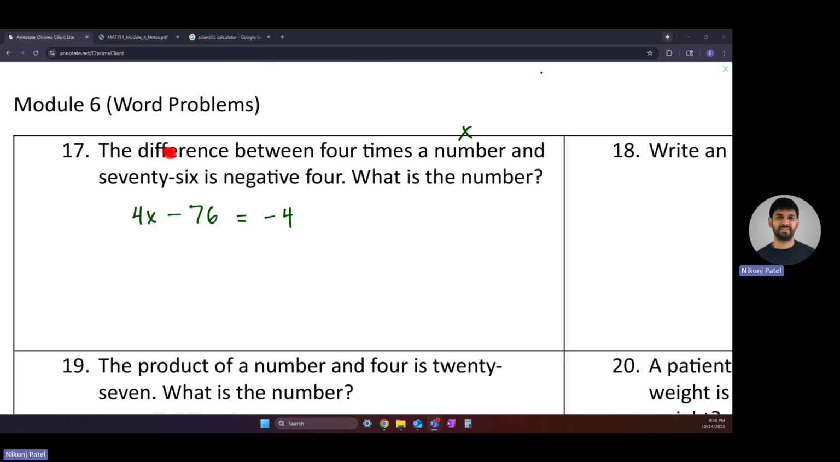Right, so reading it out now, difference between 4 times a number, so 4 times x, and 76, so the difference between them is -4. So this helps set up the equation now, and since it asks what is the number, you can now go forth and solve for x. I'll leave that for you to explore after that. It's just solving an equation just like we've done in the past, but I think the main part is how do we get to this equation? We dissect the various words and phrases in there.